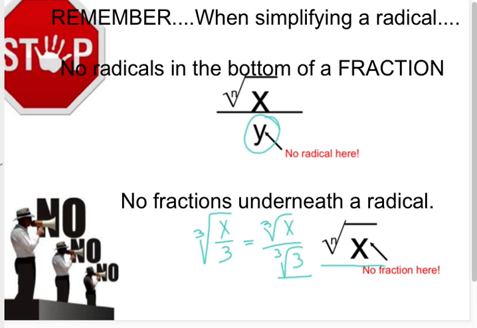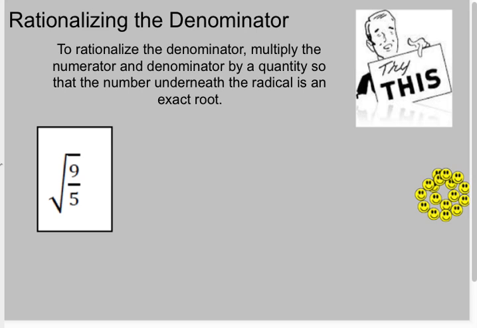So they want you to rationalize the denominator. Okay. So to rationalize the denominator, multiply the numerator and denominator by a quantity so that number underneath the radical is an exact root. So you guys have a little bit of a fill in the blank. It says to eliminate radicals from a denominator, you must rationalize the denominator. To do this, multiply the numerator and denominator by a quantity so the number underneath the radical is an exact root. Okay, so there you go.